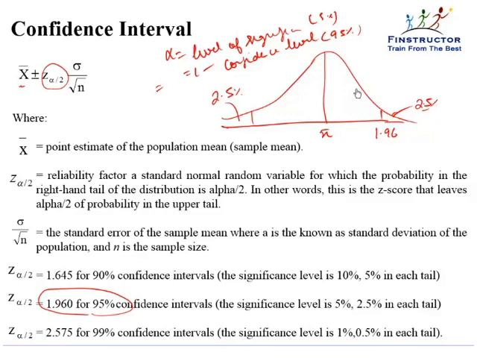If it was a 90% confidence, then I leave 5% on the right and 5% on the left. The value would have come out to be 1.645 because I would have seen the cumulative Z table corresponding to 95%.